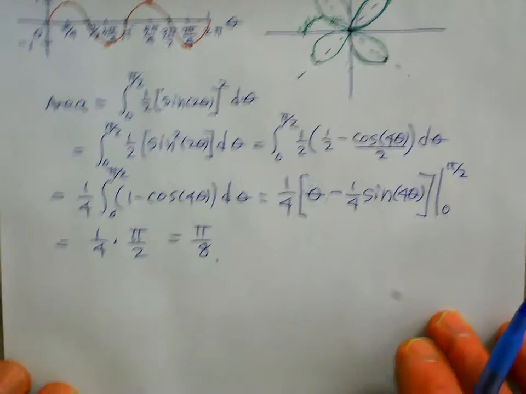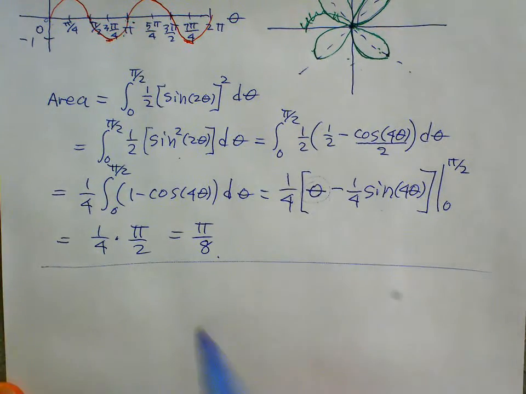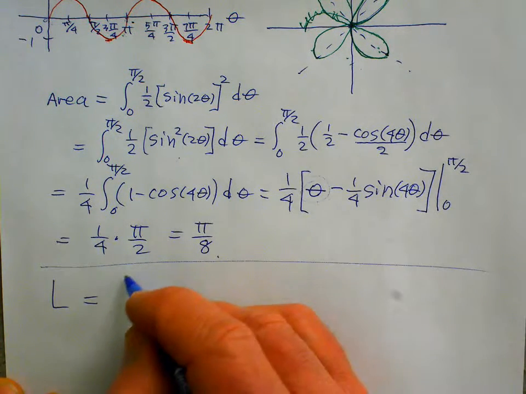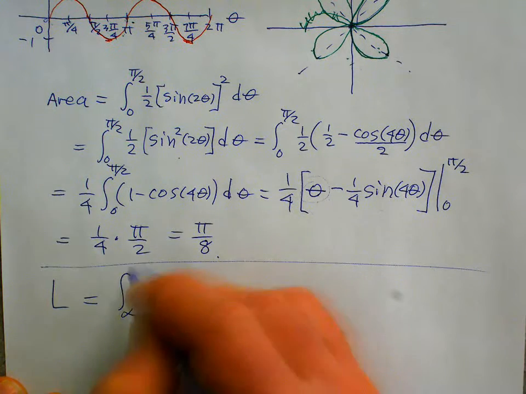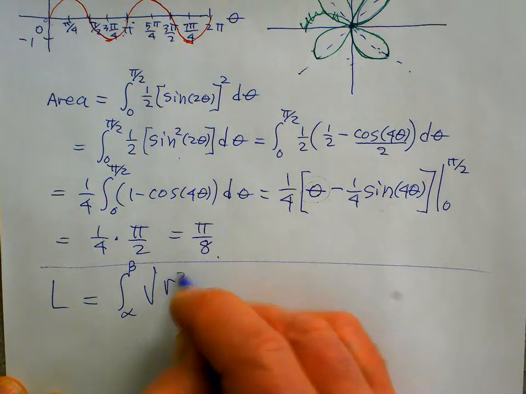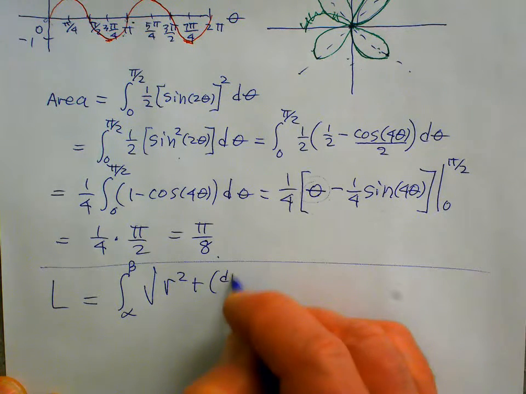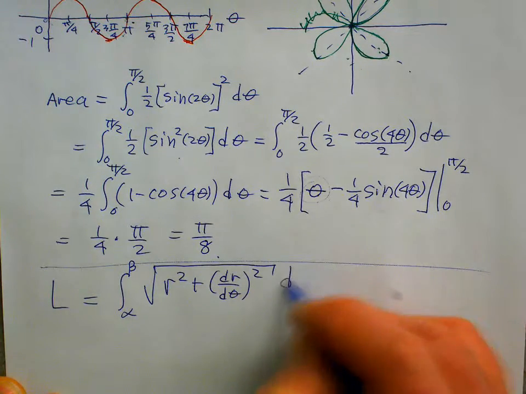And then set up an integral for the arc length. The arc length formula is the definite integral from alpha to beta of the square root of r squared plus dr d theta squared, d theta.